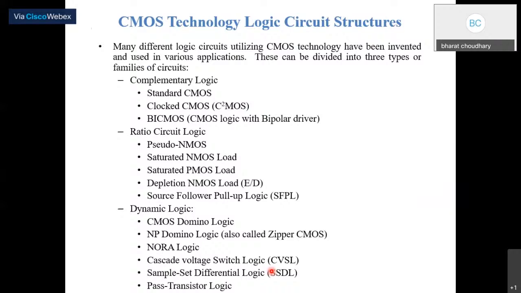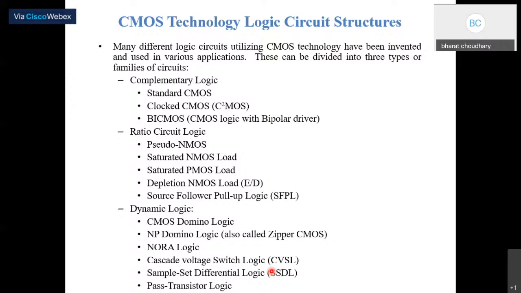Now we will discuss the basic structures made up of CMOS design. There are complementary logics and standard CMOS, as we already discussed, clocked CMOS, BiCMOS, and there are some ratioed circuit logics: pseudo NMOS, saturated NMOS load, saturated PMOS load, depletion NMOS load, source follower, and additionally there are the dynamic logic circuits.